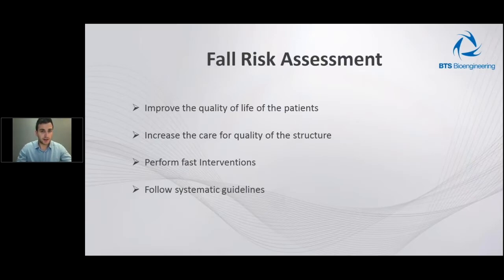It also increases the quality of care of the structure by reducing the rate of accidents inside the structure, by performing fast intervention. And so, an adequate falling risk assessment manages to reduce the incidence of falls and consequently to reduce the cost for the structure. And for this reason, national and international guidelines suggest evaluating the risk of falls.